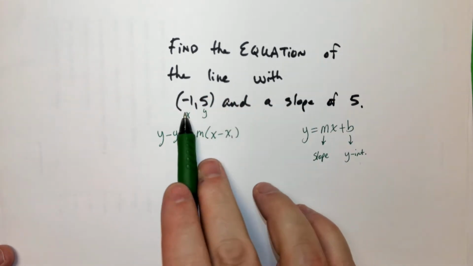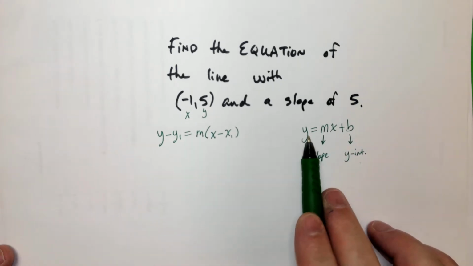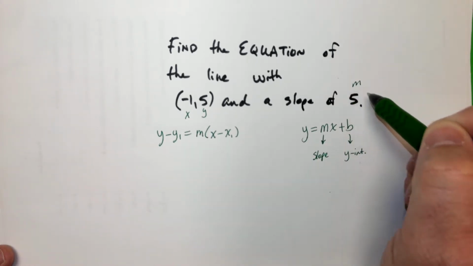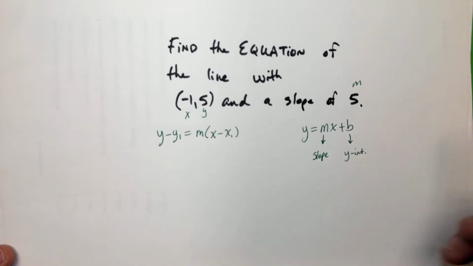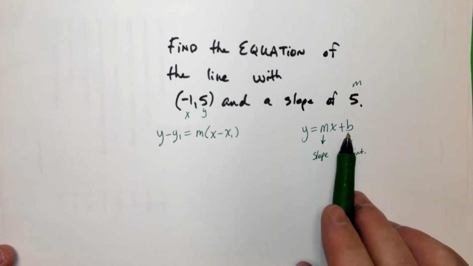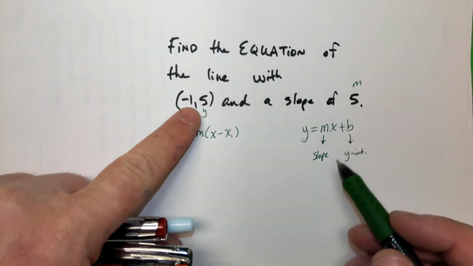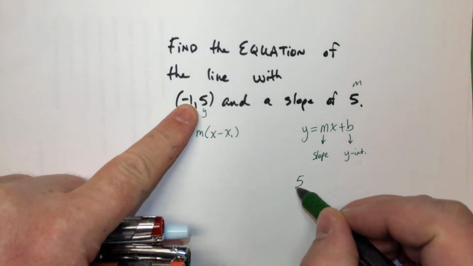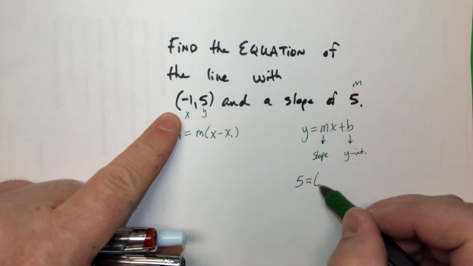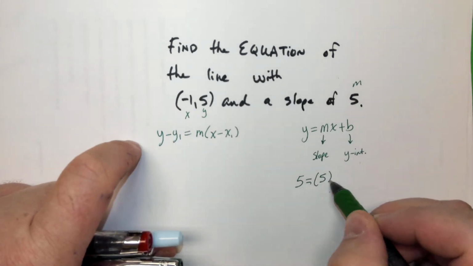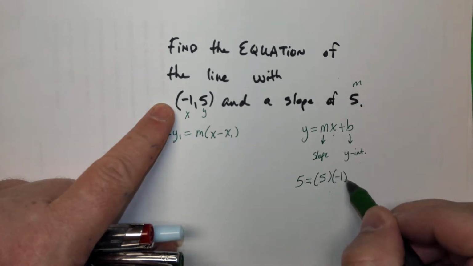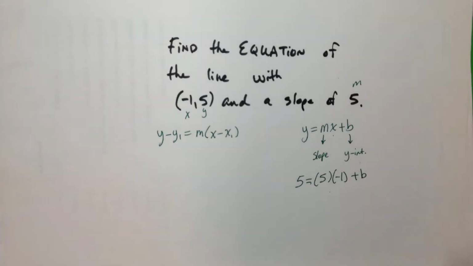Okay. Now, do you see we have an x and we have a y? We also have a slope right there. So to use this to find the y-intercept, all we have to do is plug in x, plug in y, plug in the slope. So y is 5. The slope is 5. X is -1, plus b.